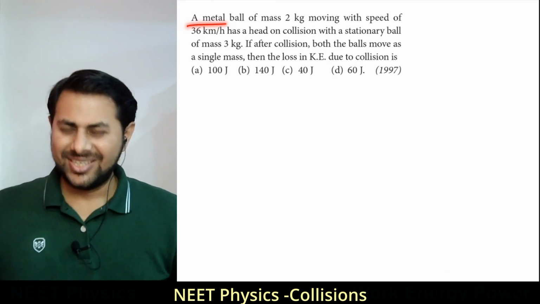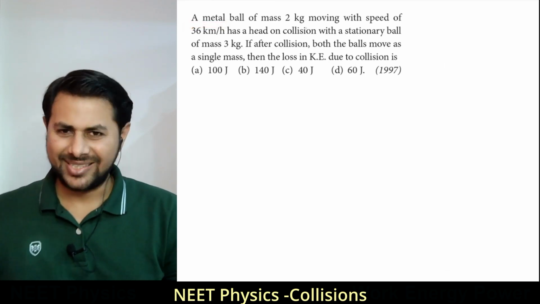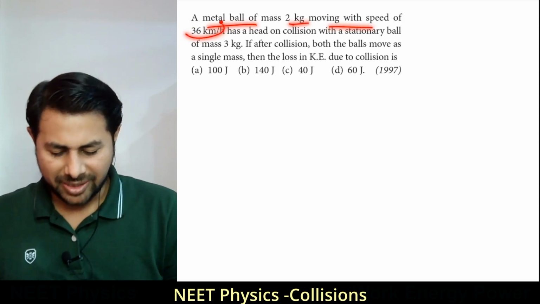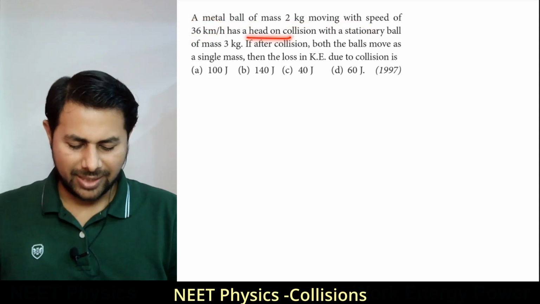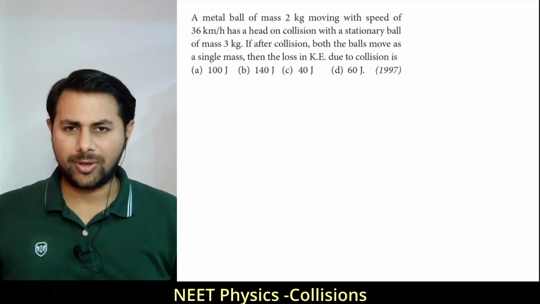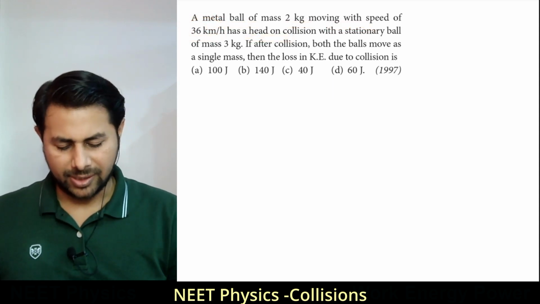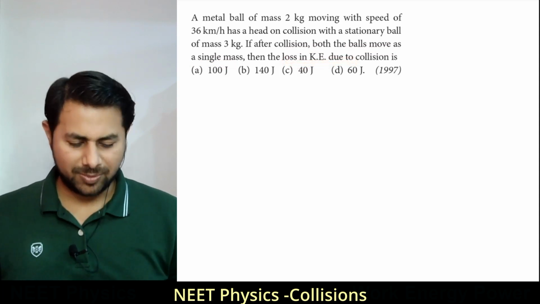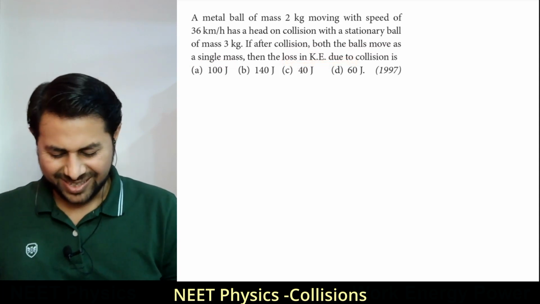Right. Let's see the next one. A metal ball of mass 2 kg moving with a speed of 36 kilometers per hour has a head-on collision with a stationary ball of mass 3 kg. After collision, both the balls move as a single mass. Once again, the same thing. Then the loss in kinetic energy. Okay, so first of all, we can get happy, right?